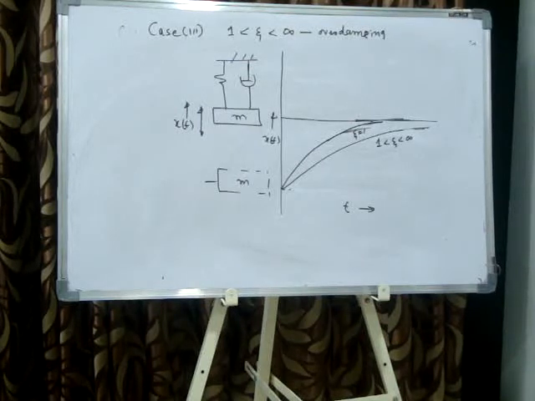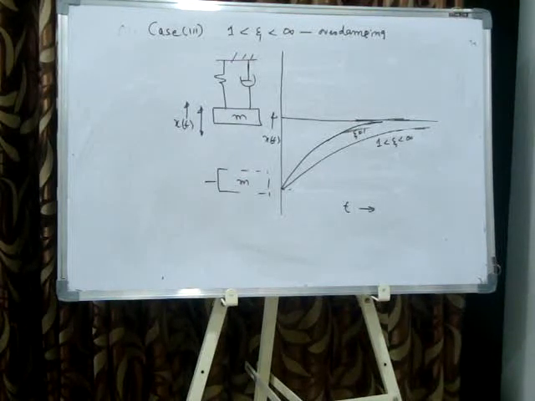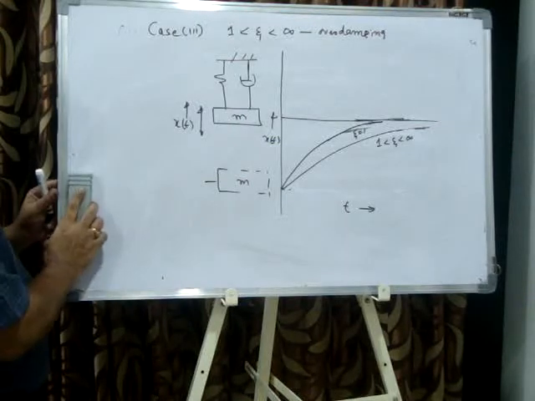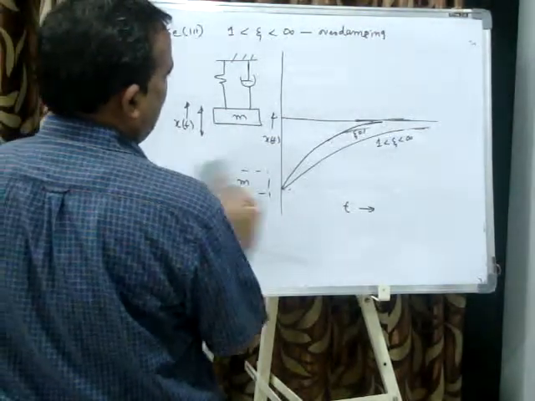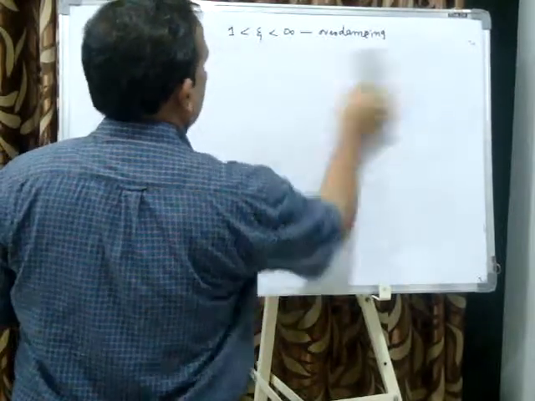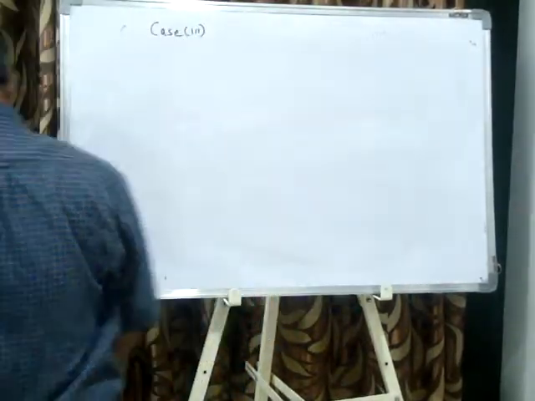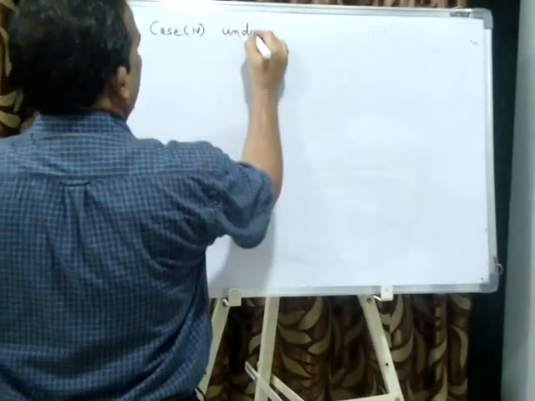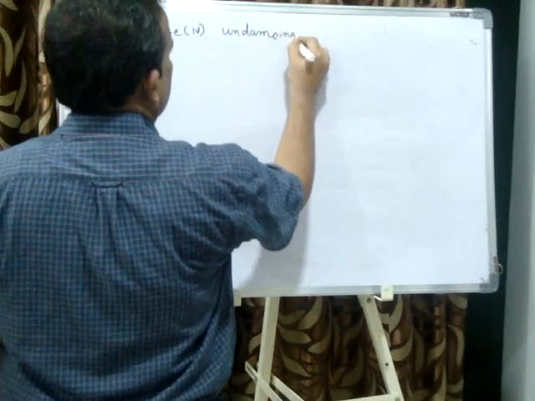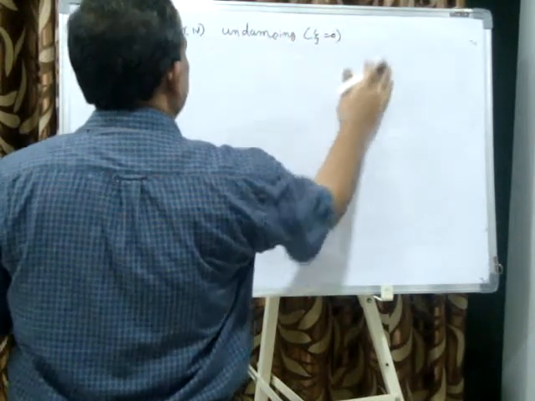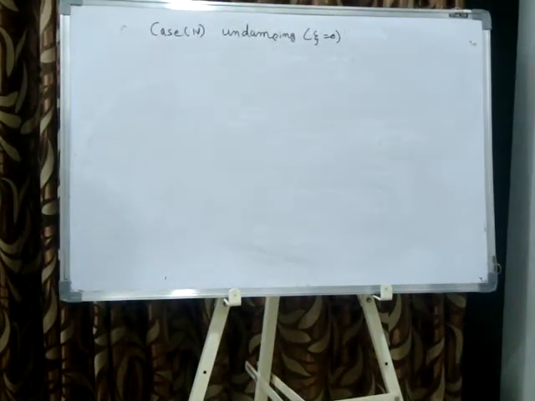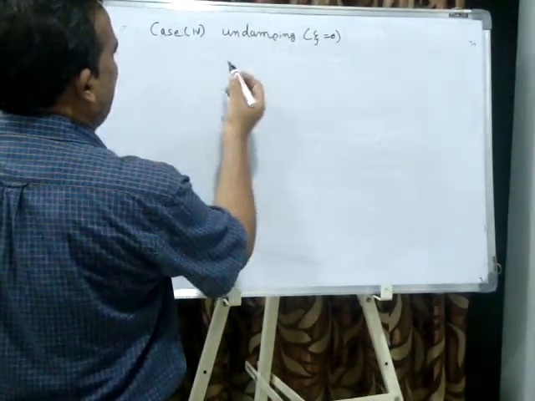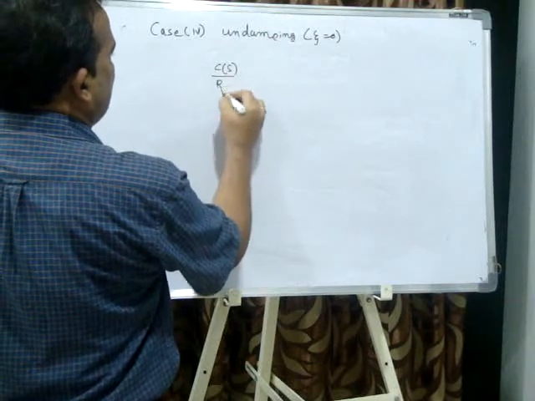The last case, case number 4, is called the very ideal case, that is zeta equal to 0, no damping. It is called undamped. Undamped means zeta is equal to 0, no damping. It's like being in a vacuum. If the spring mass system is vibrating in a vacuum, what is the closed loop transfer function?